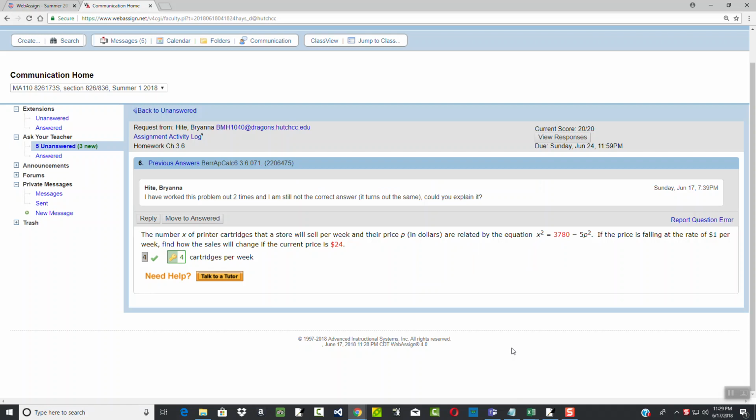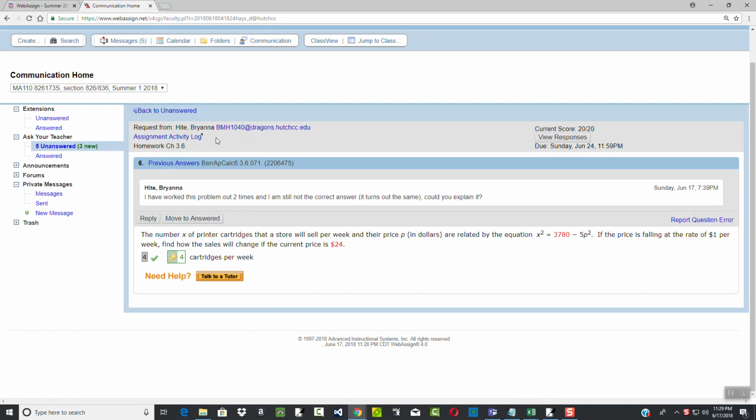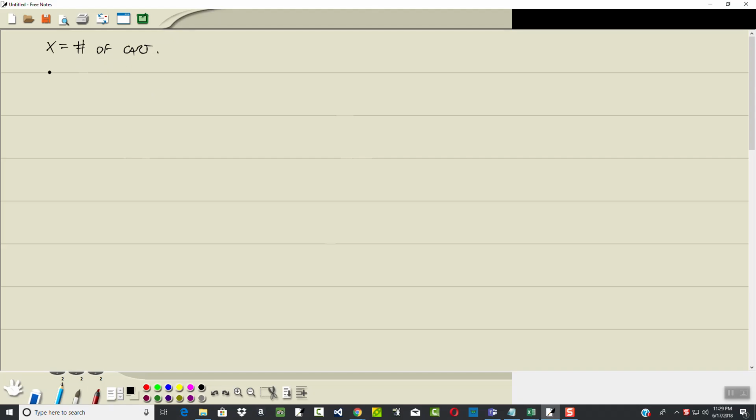Okay, let's take a look at this problem. We have the number X of printer cartridges, so X is the number of cartridges the store will sell per week, and their price P in dollars. So P is price.